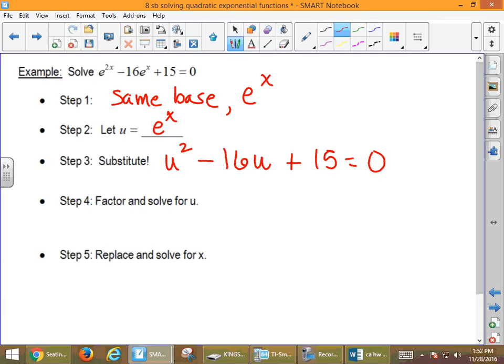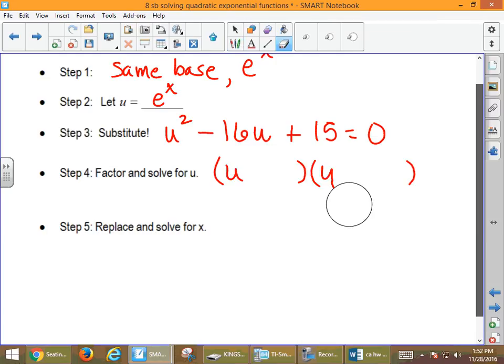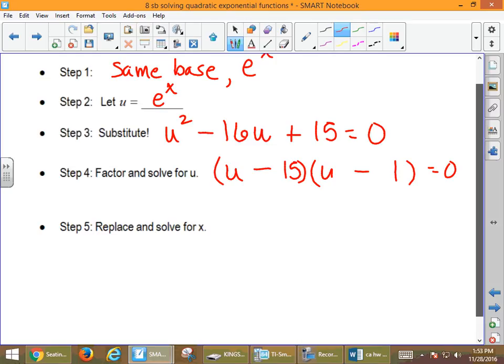That leads us to step 4. Now that it's in this format, hopefully it's a fairly straightforward factor. And u squared is u times u. And factors of 15 that combine to be 16 are 15 and 1. Minus 15, minus 1. Well, it says factor and solve. So I hope that you could say, well, u equals 15 and u equals 1.